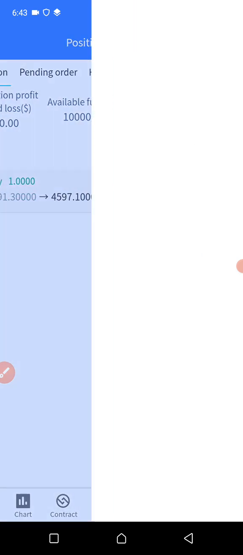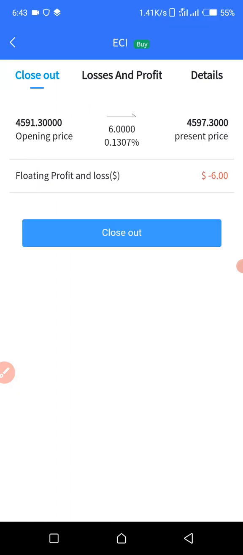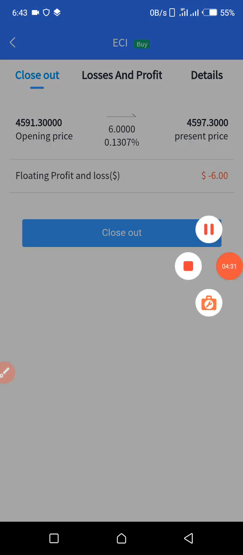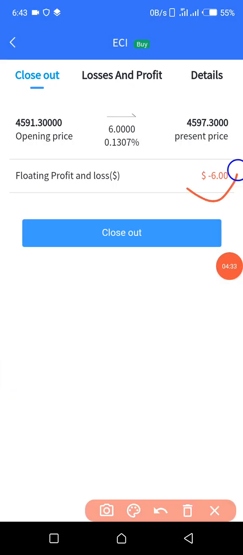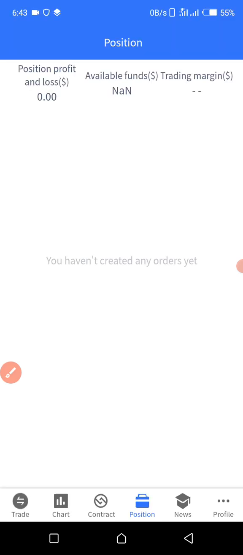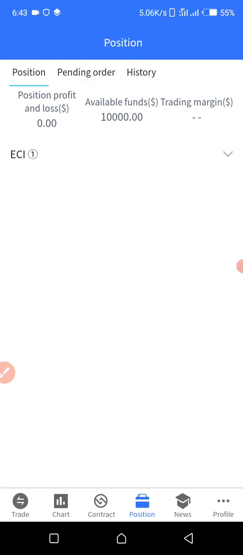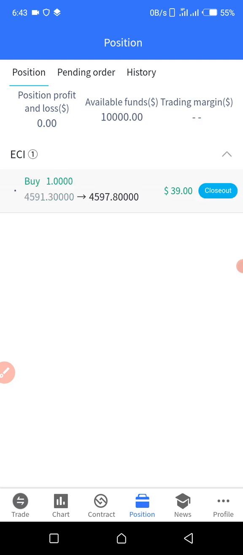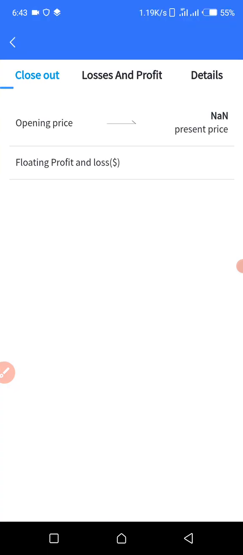You see, the profit is already at 4 point something. I think even here the loss has just decreased. As you can see, guys, we now have negative 6. So let's wait for it. I'm gonna go back again to see. I think we're gonna make some profits this time. So let me see. This time it's 39. Okay, $39 profit from there.